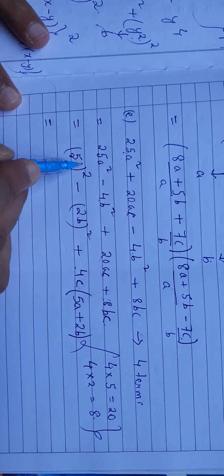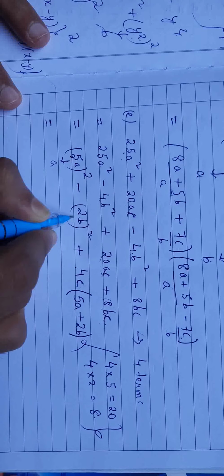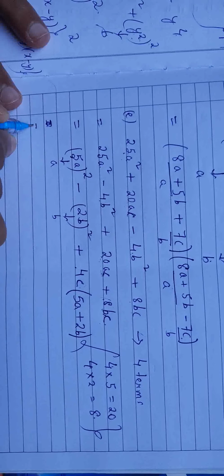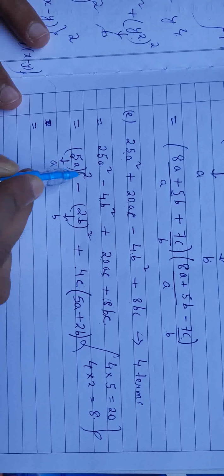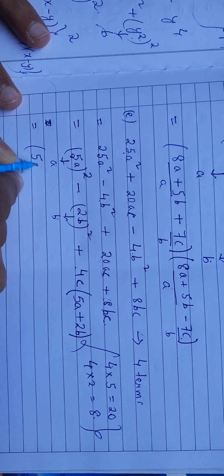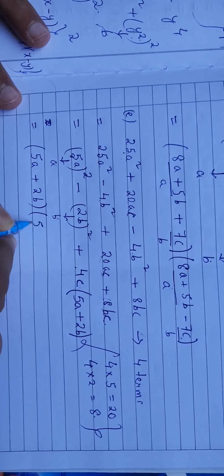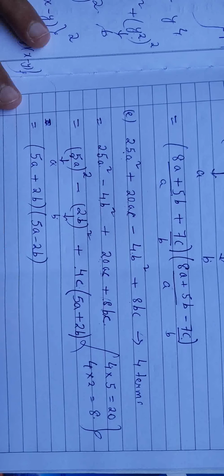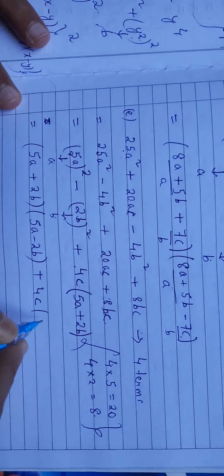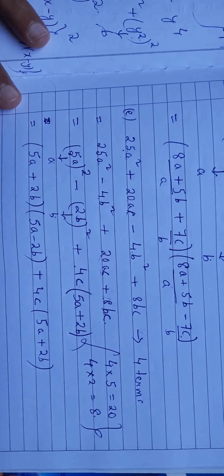Now 5a whole square minus 2b whole square, that means 5a can be written as A, 2b can be written as B, which means this became the formula of A square minus B square, which is A plus B into A minus B, plus 4C within bracket 5a plus 2b.